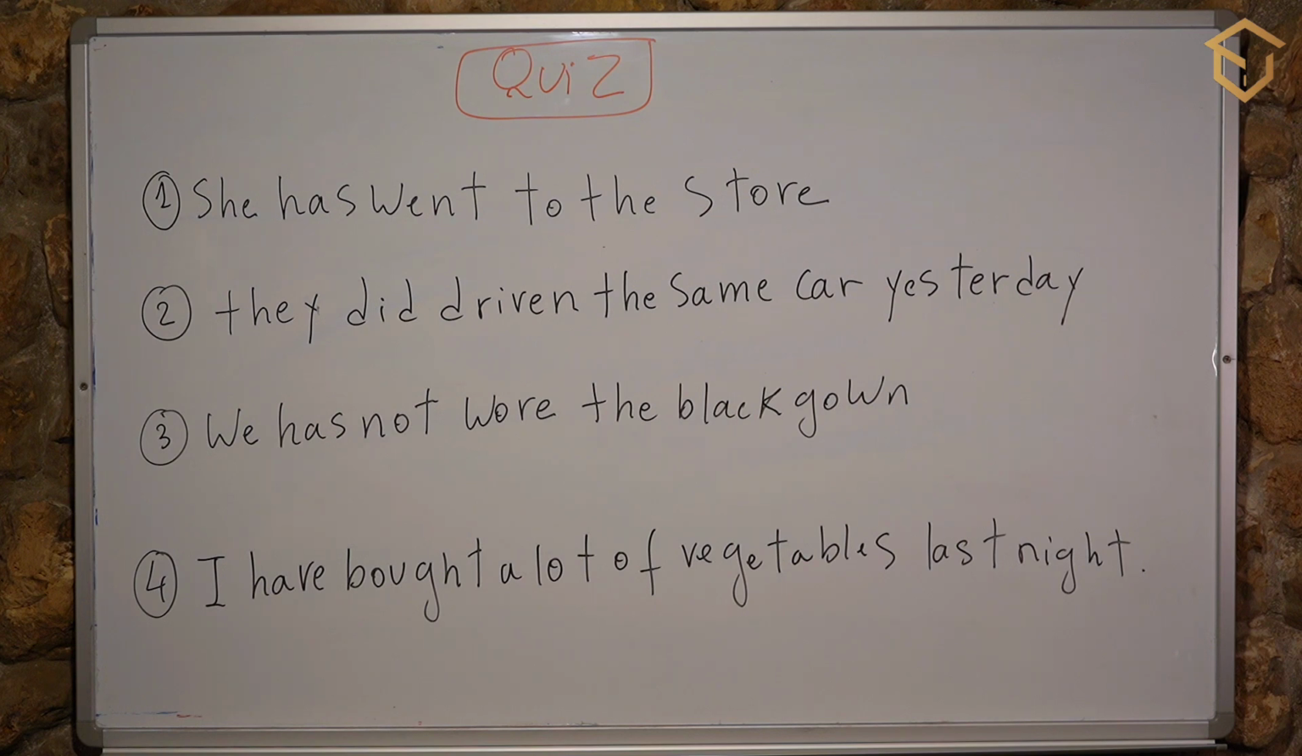Sentence number 1. She has went to the store. Number 2. They did driven the same car yesterday. Number 3. We has not wore the black gown. Number 4. I have bought a lot of vegetables last night.